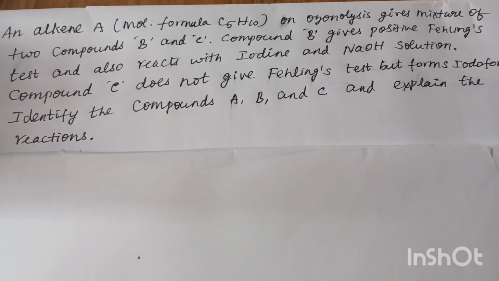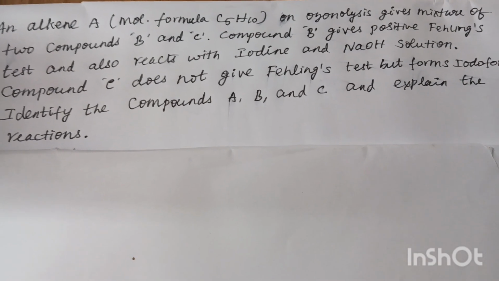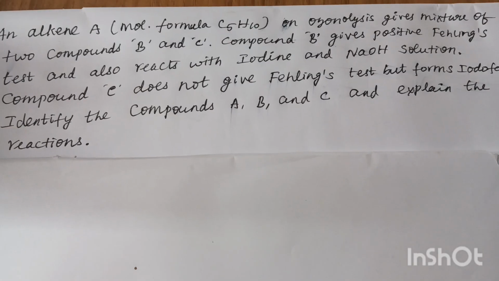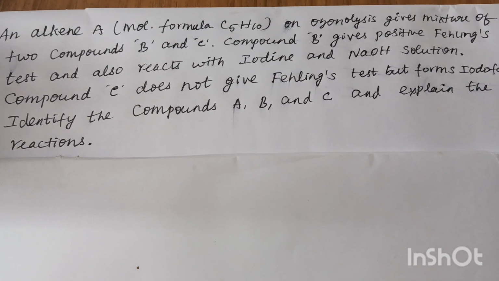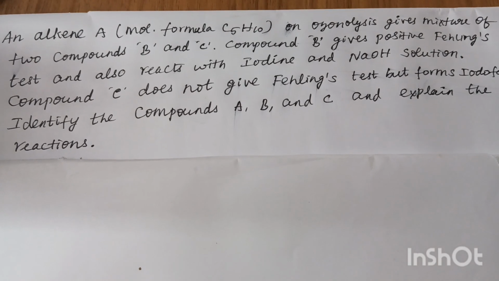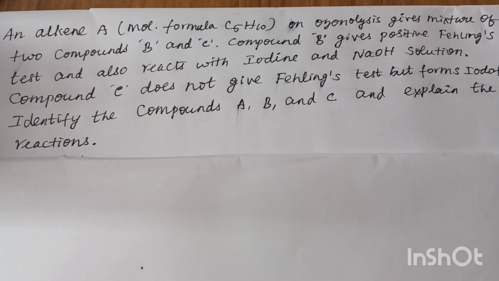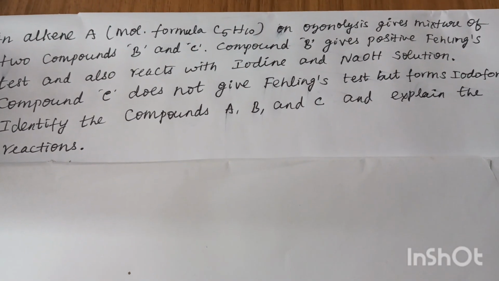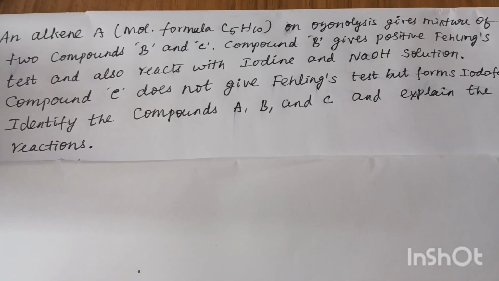The question is: an alkene A, molecular formula C5H10, on ozonolysis gives a mixture of two compounds B and C. Compound B gives a positive Fehling's test and also reacts with iodine and NaOH solution. Compound C does not give Fehling's test but forms iodoform. Identify compounds A, B, and C and explain the reactions.